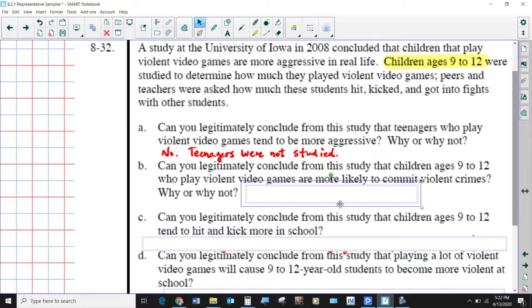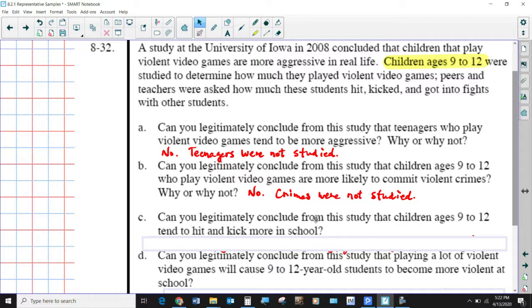They weren't studying violent crimes, so I would say no. They were studying behavior, aggressive behavior in real life, not necessarily a violent crime. For C, can you legitimately conclude from this study that children ages 9 to 12 tend to hit and kick more in school?